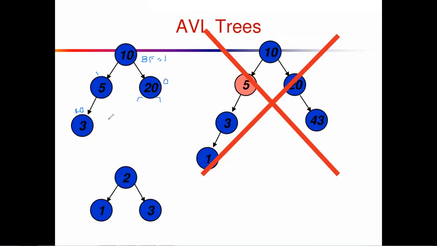So the balance factor should be 0, 1 and minus 1. What is the balance factor? 1, 0 and minus 1. These are the valid balance factors. If different values are given, let's say 2 or minus 2, it means the tree is unbalanced.